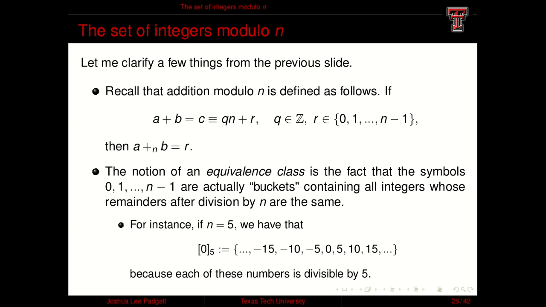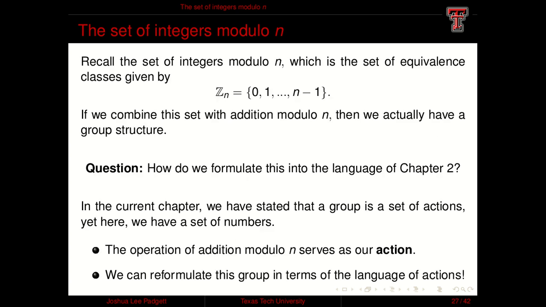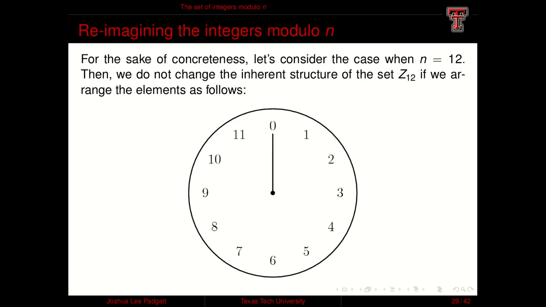Now, what's a better way to visualize them? As follows. If I have these numbers, I've put them in this list, but there's nothing that stops me from, for instance, drawing them in any way that I want to. So for a nice example, let's fix n to be 12. So we have the set 0 through 11, and let's just arrange them in a circle like this. And what do we have? We have a clock where I have replaced the number 12 with 0.